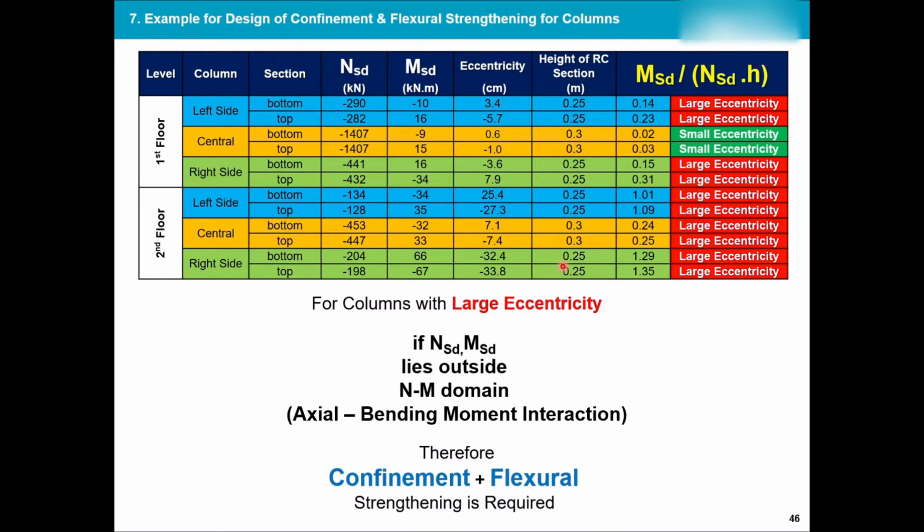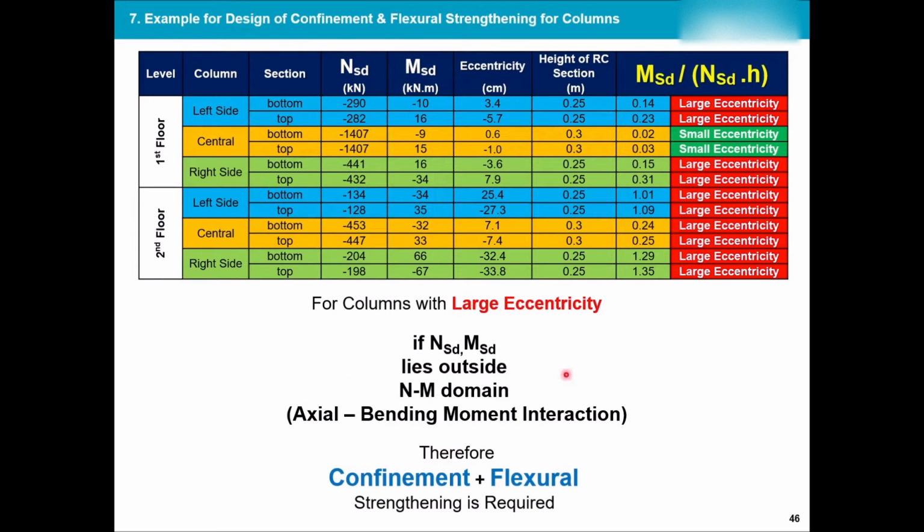We calculated the formula which ACI suggested, and whatever is more than 10%, we have large eccentricity. We concluded in the previous example that only one of the columns had small eccentricity, the rest have large eccentricity. So for columns with large eccentricity, if NSD, MSD lies outside of the NM domain, the actual force bending moment interaction, therefore confinement plus flexural strengthening is required.